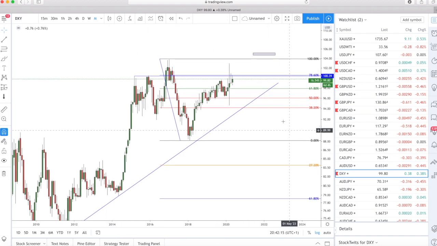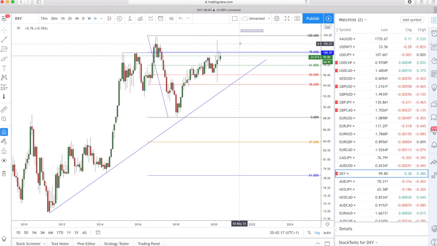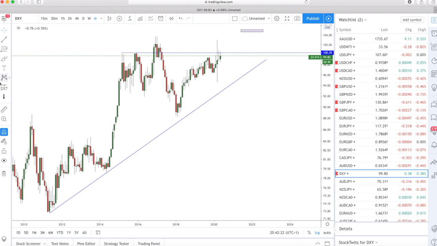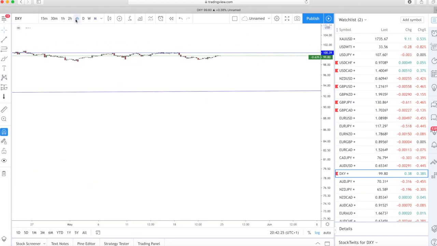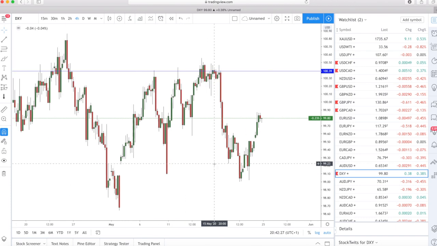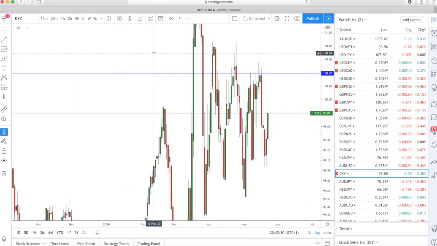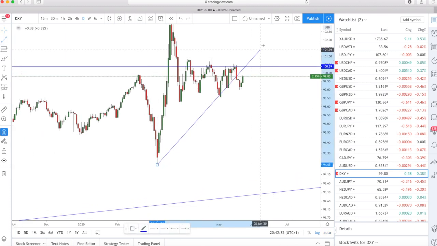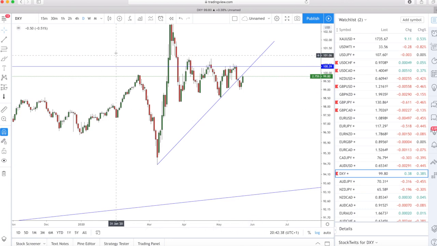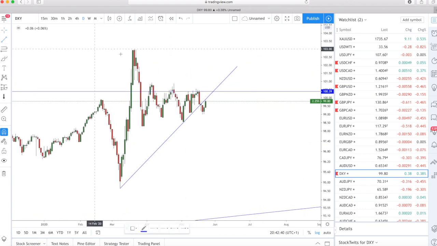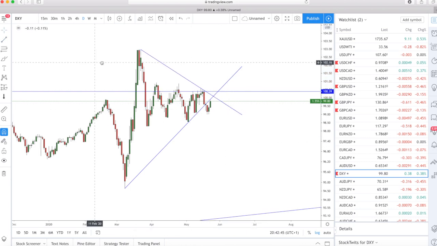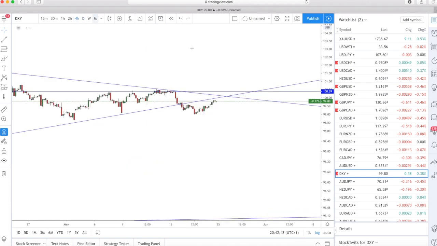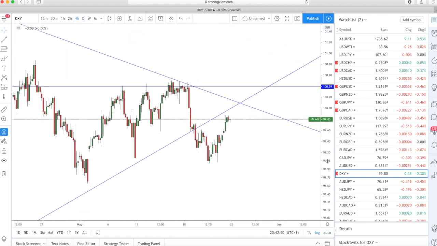Just putting this Fibonacci on, you can see we're also respecting this 78.6. So there's a couple of confluences in this area for the dollar index to drop off. Let's drop down to the lower time frames. You can see here on this daily time frame, we've broken out of this inner trend line, and we've got this new descending trend line from these 2 touches here. So what I'm looking for, let's just drop down to the 4 hour.